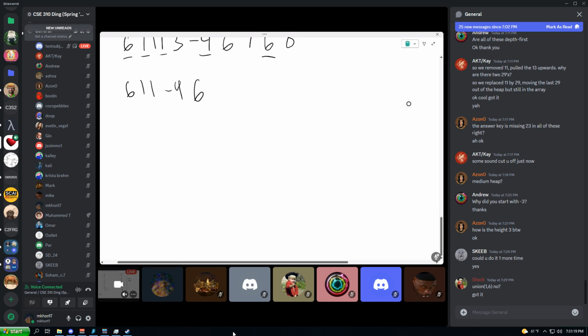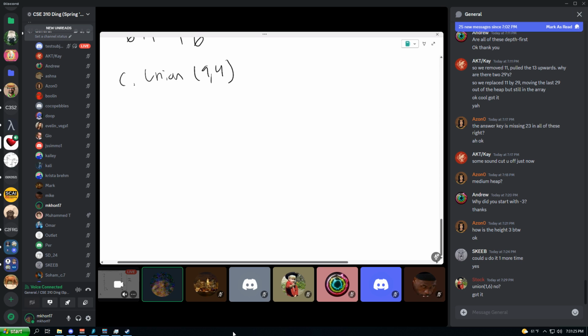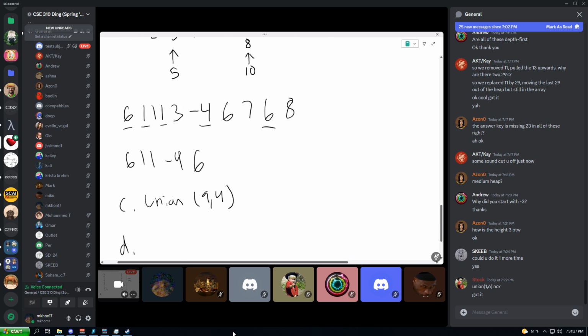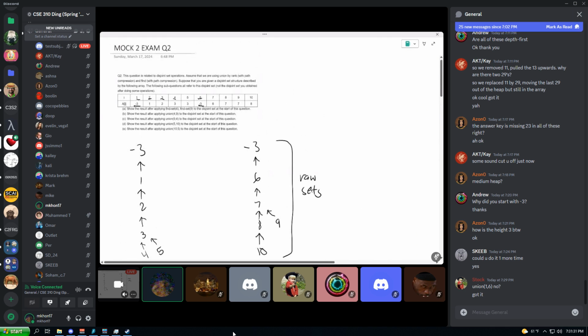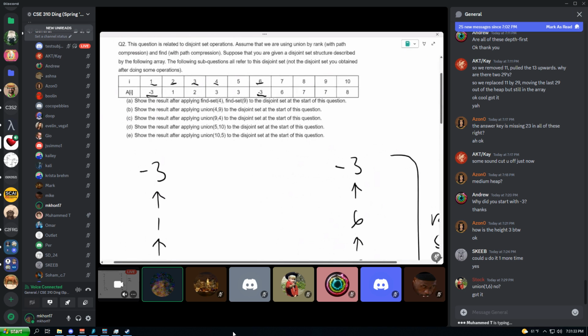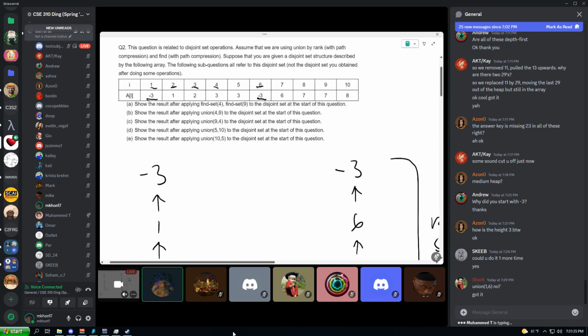Okay, good. C is the exact same thing, but you're just switching the two, so then you just have to switch. I'm not even going to bother doing it because it's just the same thing. D is, this time around, you have to... the only reason I wanted to do this one is because it says show union of 5 comma 10.